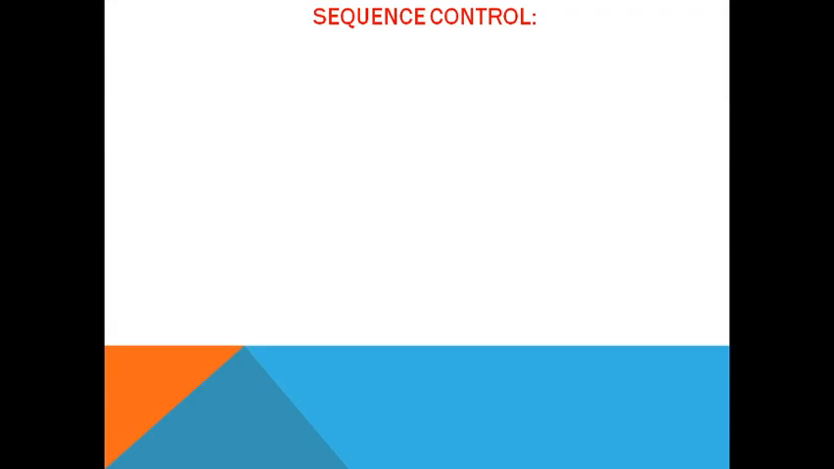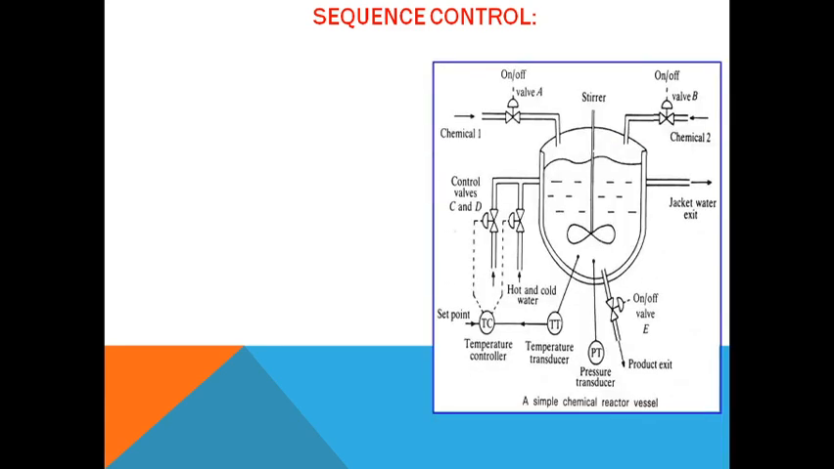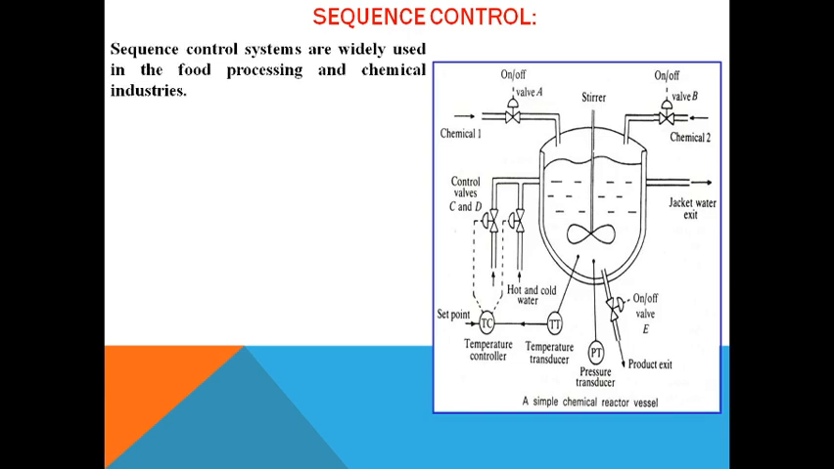First is data acquisition. In data acquisition we have to acquire the data in order to perform the transaction of the data. And the very popular control used in real time systems is sequence control. For explanation of sequence control, I have taken a simple chemical reactor vessel diagram. Here the sequence control systems are widely used in the food processing and chemical industries.